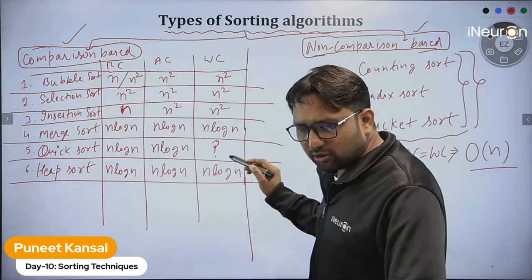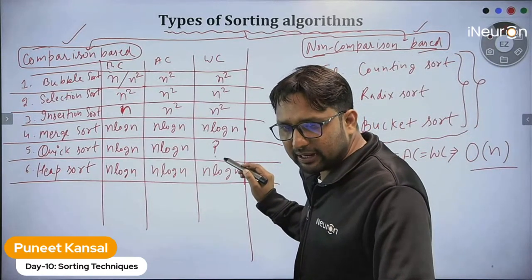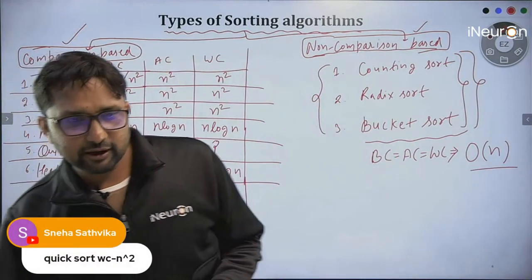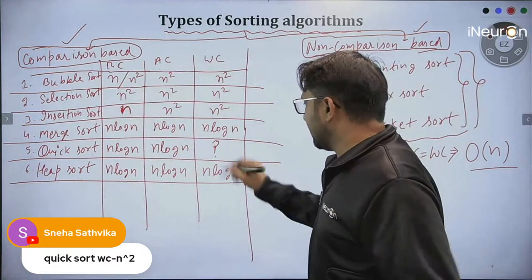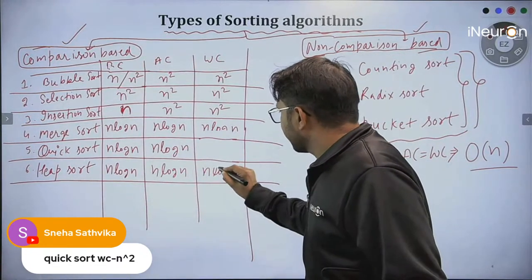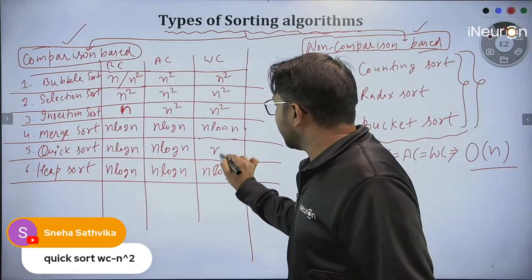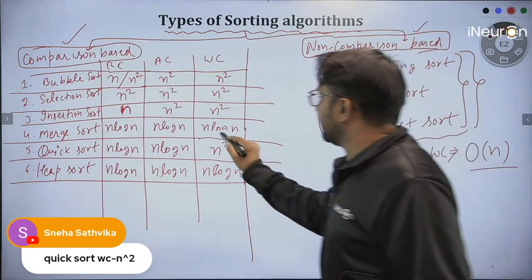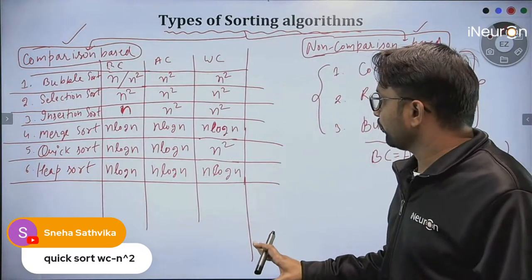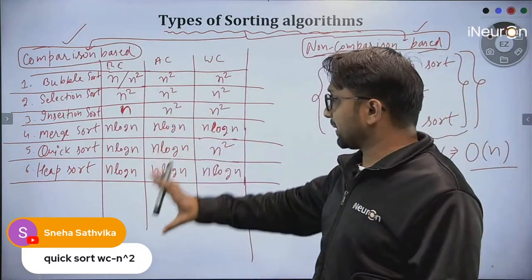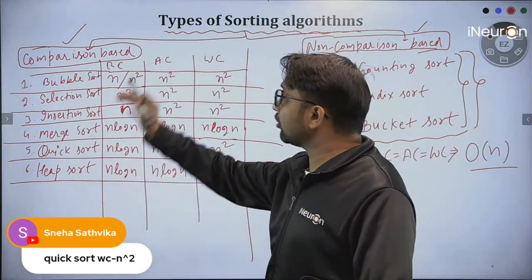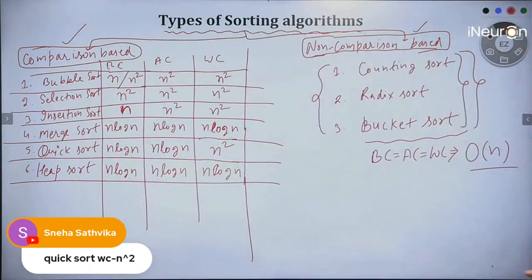And quick sort, what about the quick sort, if anybody can tell? Yes, Sneha, welcome to this series. Sneha is saying that the complexity here is N square, fine, okay. At least now we know, at this moment of time, what is the time complexity of all the sorting algorithms. We know this thing now.